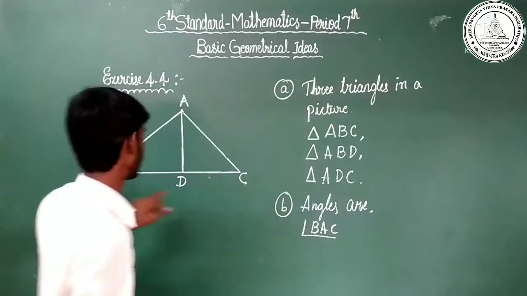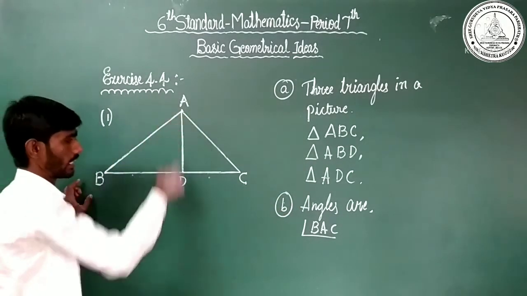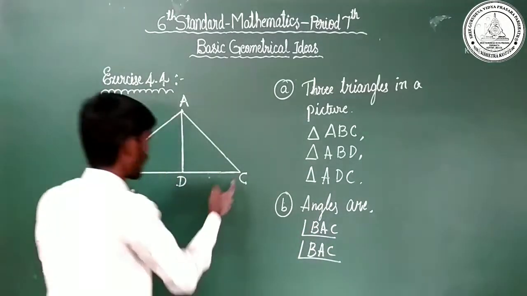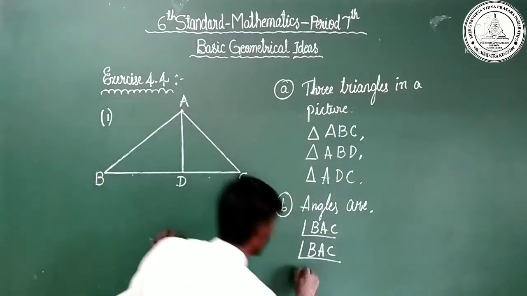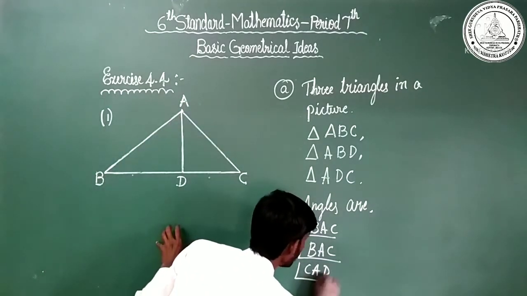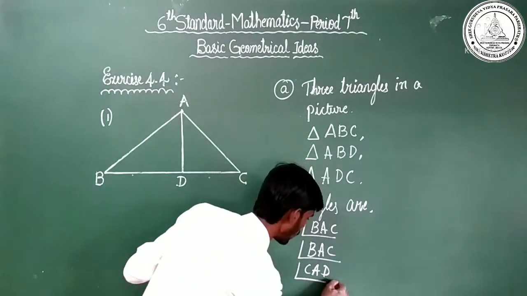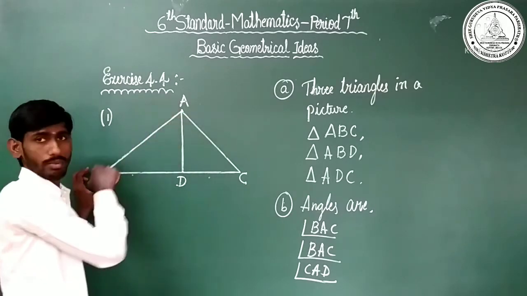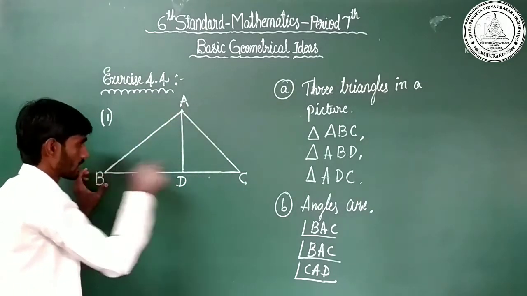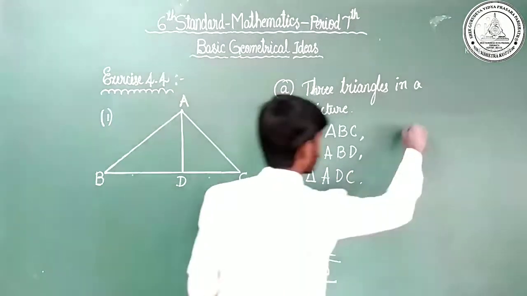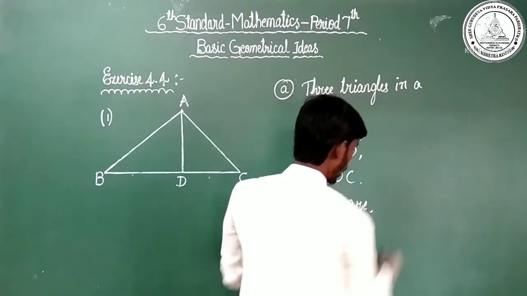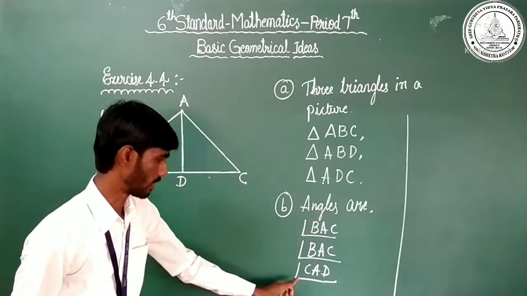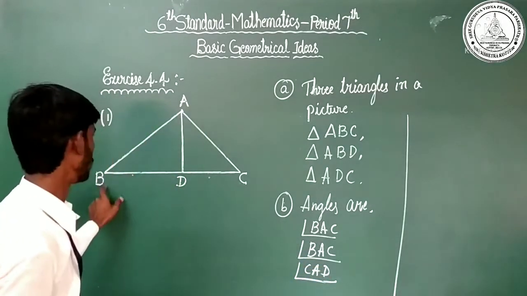Angles are BAC. Next, angle BAD. Next, angle CAD. Angle A is here. Next, concentrate on angle B. B should be in the middle. A, B, C. I don't have a place here, so I'll write below the CAD. Yes, A, B, C.